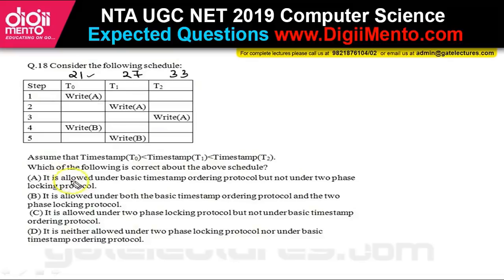So they have given us a few options. The first says it is allowed under the basic timestamp ordering protocol but not under the two-phase locking protocol. The second says it is allowed under both the basic timestamp ordering protocol and the two-phase locking protocol. Option C says it is allowed under the two-phase locking protocol but not the basic timestamp ordering protocol. Option D says it is allowed under neither of them. So basically they are talking about two protocols.